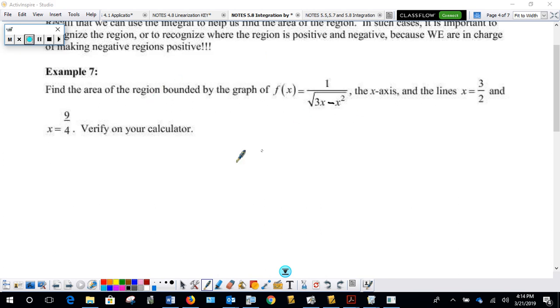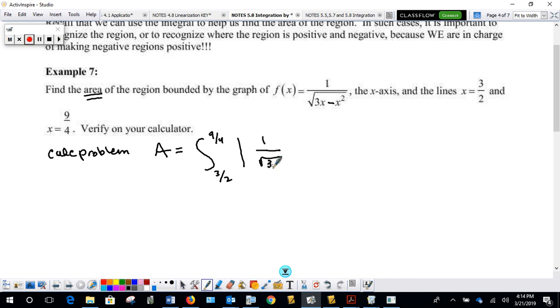Okay, what I'm going to do on this problem is first write down what exactly I'm going to do to find the area of the region. Now, it only says verify on your calculator. If I was doing this as a calculator problem, I would not do any work other than go area equals the integral from 3/2 to 9/4 of the absolute value of 1 over square root of 3x minus x squared dx. And that would be just type into my calculator and I would get my decimal approximation and I would be done.